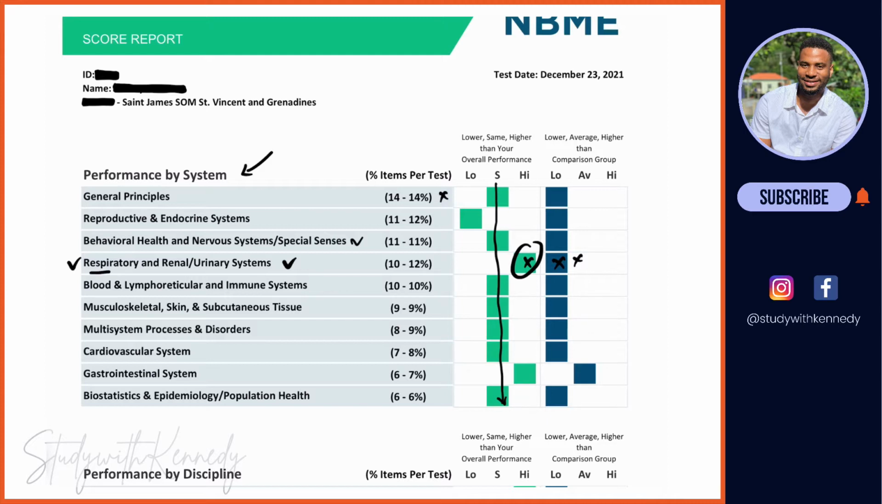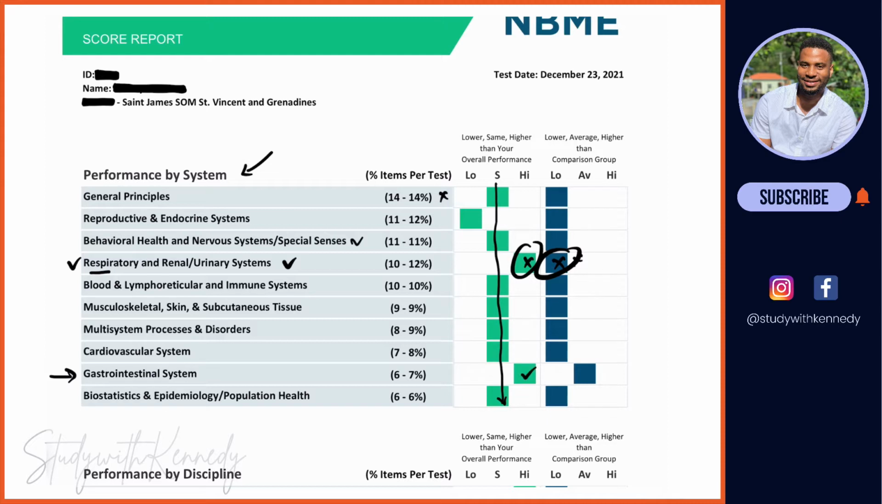Yes, you should. Because if your respiratory system is high for you as a person and low in comparison to the group, it means your respiratory system is bad. It just means that it's not as bad as everything else, right? For this specific result, this respiratory system is just not as bad as everything else, but it is bad because it is poor here.